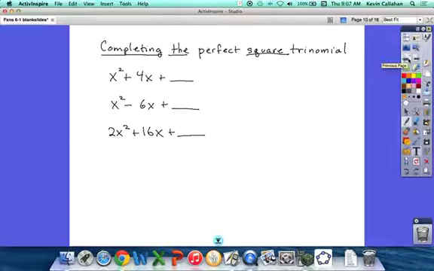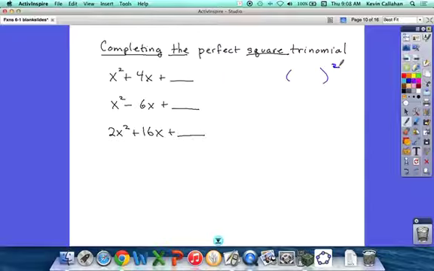Complete the square means we want to turn these quadratic expressions, they're all quadratics because of the squared, into something squared. And when you can do that with a quadratic trinomial, it's called a perfect square trinomial. The only thing is you've got to figure out what to add into that third position so that I created a perfect square trinomial. And there is a very simple process for doing this.